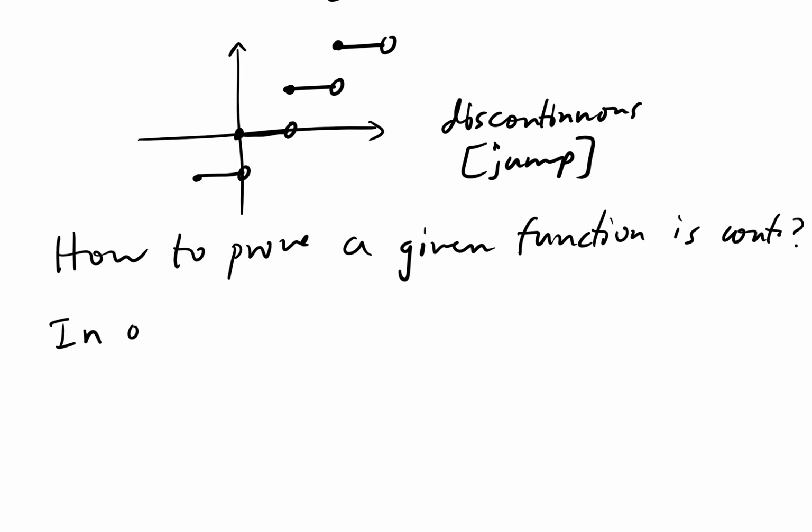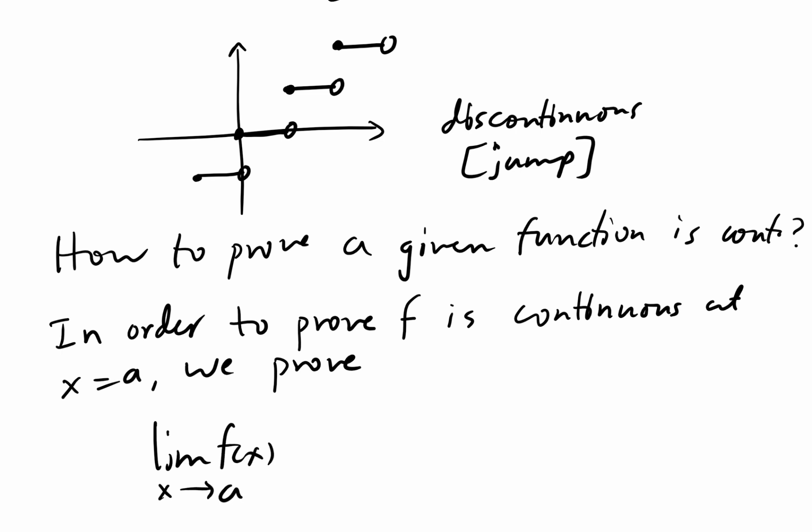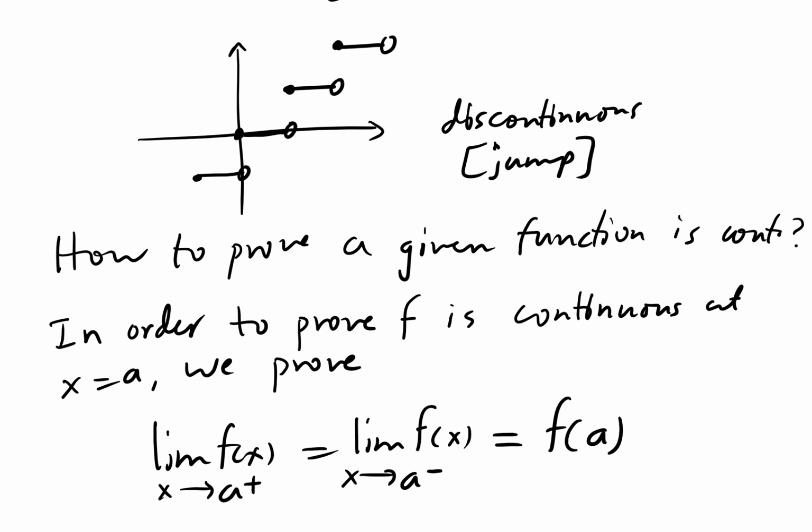So we say in order to prove a function f is continuous at x equals a, we prove that the limit of f of x as x approaches a from the right side is the same as the limit of f of x as x approaches a from the left side is the same as f of a. If these three things are the same, then the function is continuous.